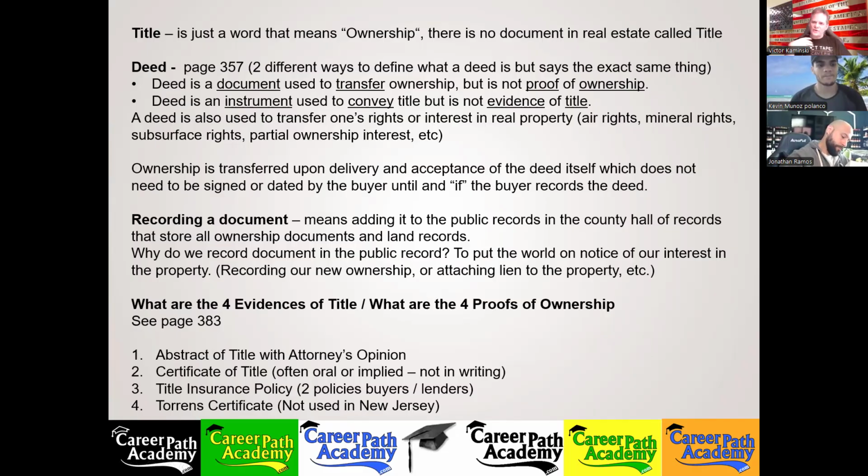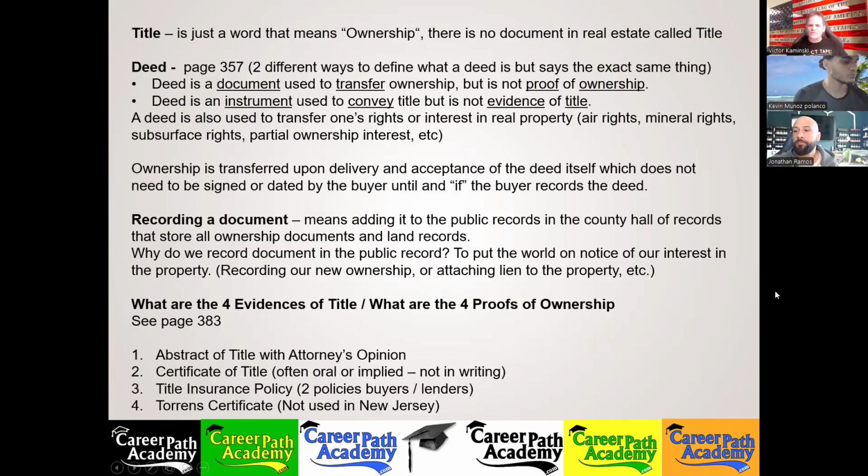Deeds can be used to transfer your ownership or partial ownership or your rights: air rights, mineral rights, the subsurface rights. Ownership is transferred upon delivery and acceptance of the deed itself, which is why they don't need to be signed or dated by the buyer until they're ready to record it in the public records. And why do we record documents in the public record? To put the world on notice of our interest in that property. So a deed is not proof of ownership.